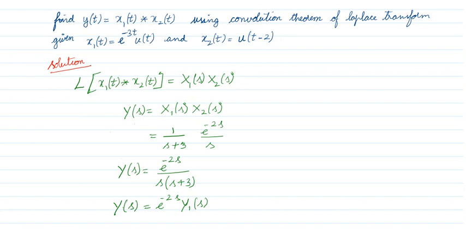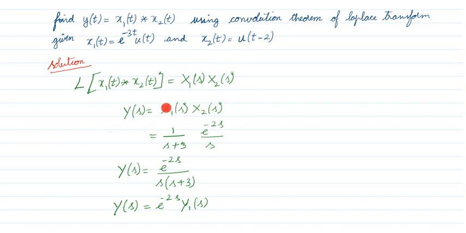So from the time domain, I go to the Laplace domain. From the Laplace domain, from the answer y of s, by taking the inverse Laplace transform, I go back into the time domain. So instead of doing convolution, what I do is multiplication in the S domain or Laplace domain. So y of s is equal to x1 of s into x2 of s.